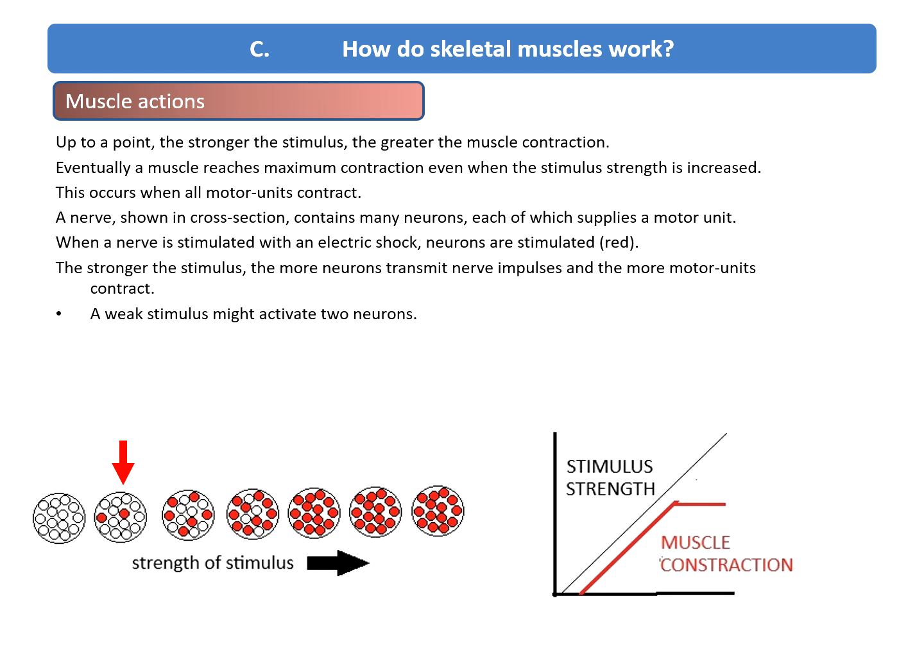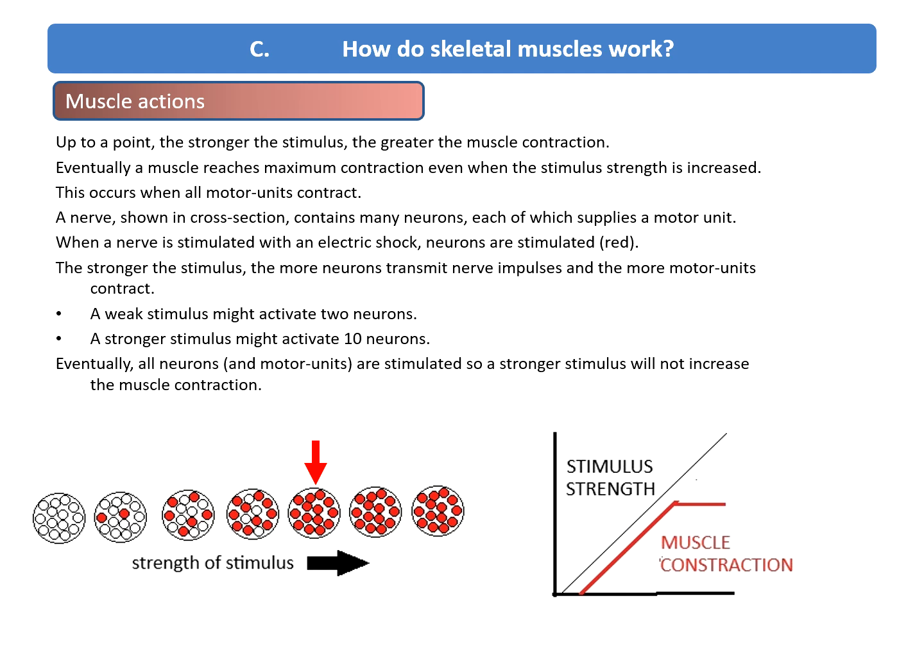A weak stimulus might activate 2 neurons, for example. A stronger stimulus might activate 10 neurons. Eventually, all the neurons and the motor units they supply are stimulated to contract, and a stronger stimulus will not increase the muscle contraction.